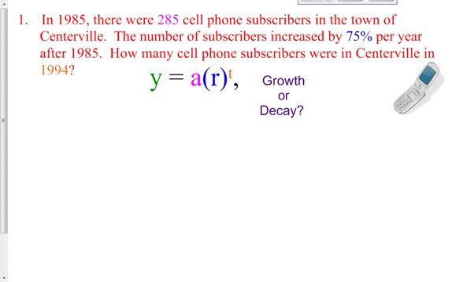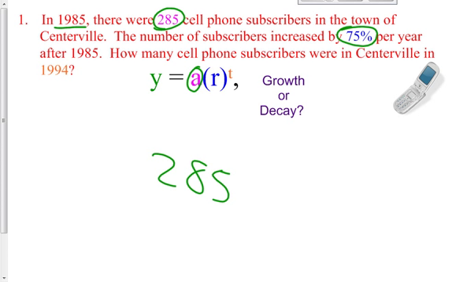Well, if you look at this one, let's define each of our variables. A is the initial amount. How many cell phone subscribers were there initially? Well, in 1985, there were 285. So 285 goes in for A. What is our rate in this case? Our rate is the percent that it grew, which is 75% each year.